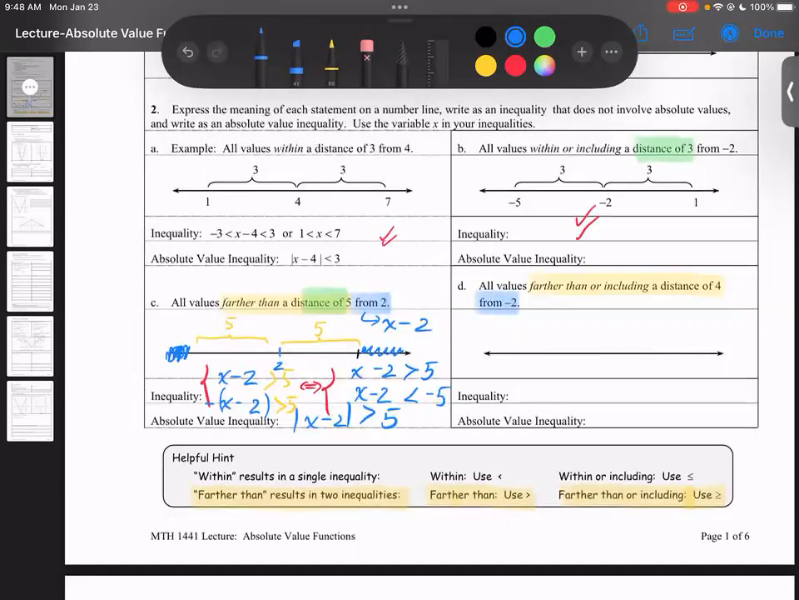4, right? 4. So this one I will write x, what x? Yes, x plus 2, right? Absolute value, and then because it's farther than, it's gonna be greater than, and then include there's an equal sign, and then the outside will be 4.